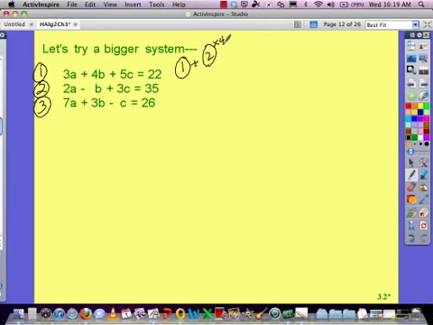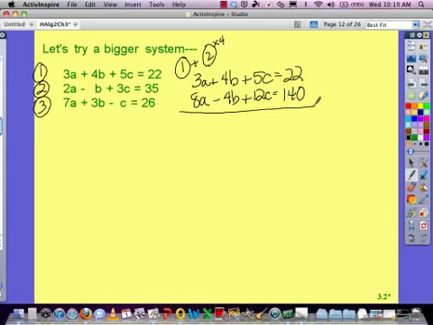So here's that set of equations. First equation does not change. Second equation, we said we wanted to multiply by 4, so that would be 8a minus 4b plus 12c equals 140. There's my two equations. You'll notice the b's are lined up. They are ready to go if I add to eliminate.